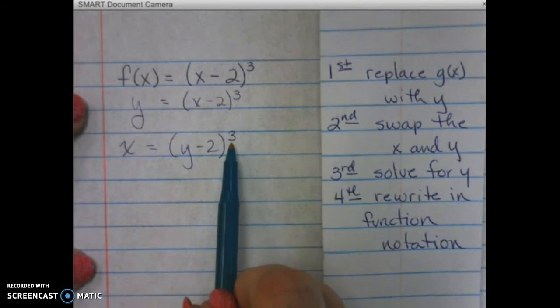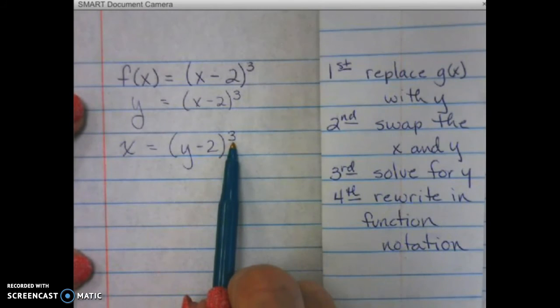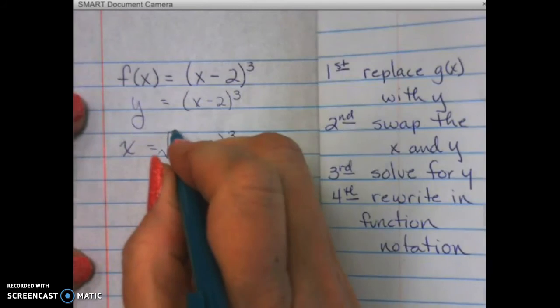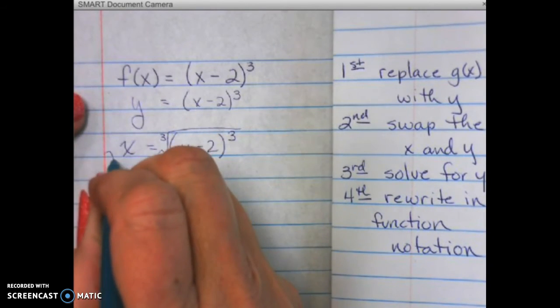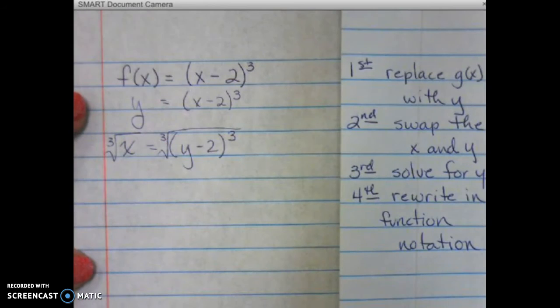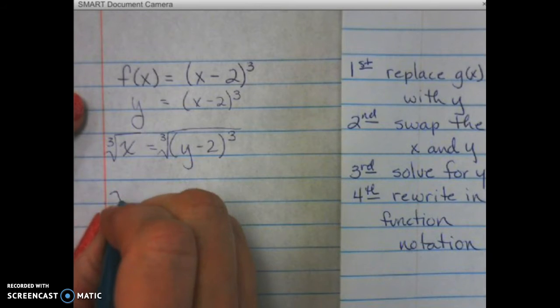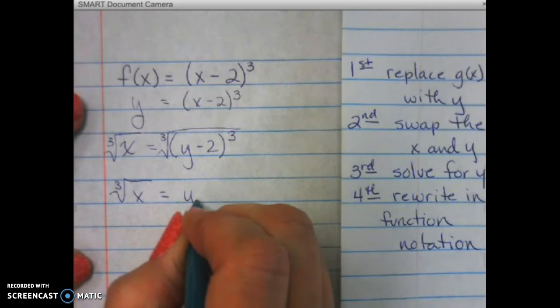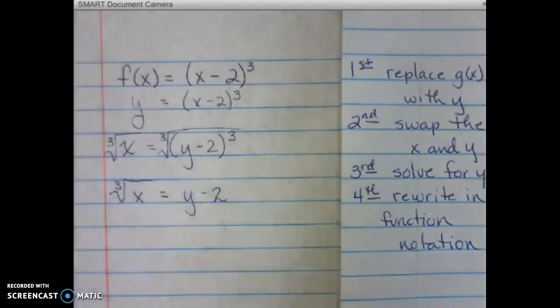Well, the inverse of taking a cube is a cube root, taking the root. So I can take the cube root of both sides. That's the inverse operation. So I'll have the cube root of x is equal to y minus 2.